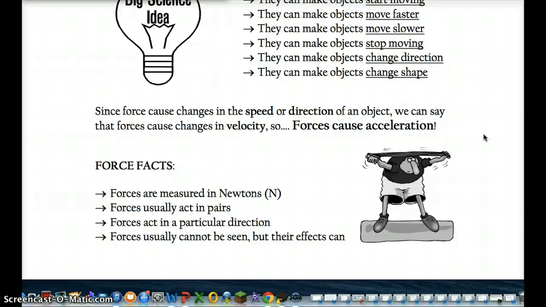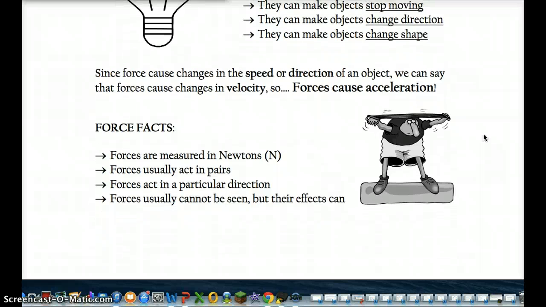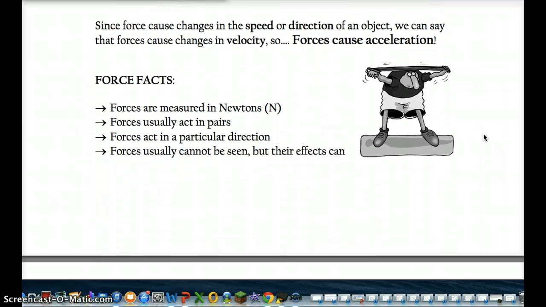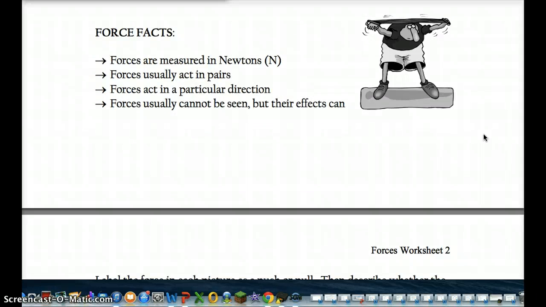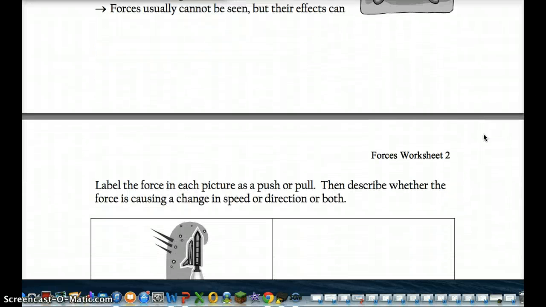Remember, we learned about acceleration. It was on our last test, in 3 ways: speeding up, slowing down, and turning. Okay? So, forces cause that acceleration. Forces are measured in newtons, which is a capital N. Forces usually act in pairs. Forces act in a particular direction. And forces usually cannot be seen, but their effects can.